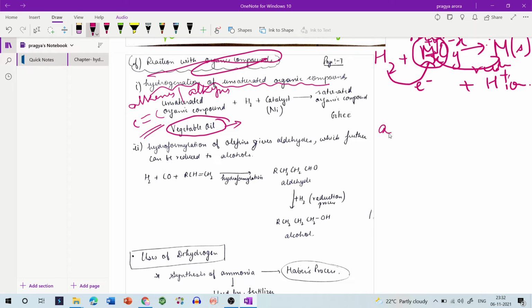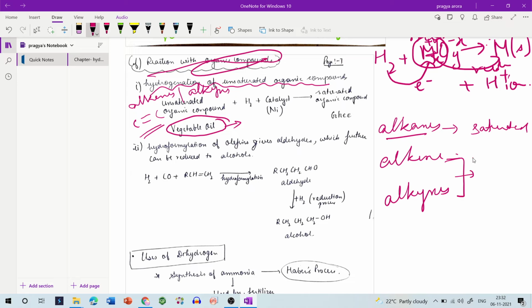So we have heard that hydrocarbons are of three kinds. Generally, non-aromatic hydrocarbons or aliphatic hydrocarbons are of three types: alkanes, alkenes, and alkynes. Alkanes are basically saturated ones that contain single bonds. Alkenes and alkynes are unsaturated ones where there is a double bond and triple bond.